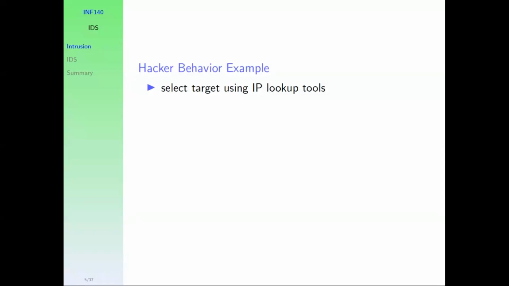So let's look at some behavior by hackers. In general, there are several types of examples. In the very beginning, most hackers will try to select target systems to hack into by using IP lookup tables. This IP here is the identifier of computers in the network. And they will use some tools, mostly like Nmap, which stands for network map. It's used to map a network for accessible services.